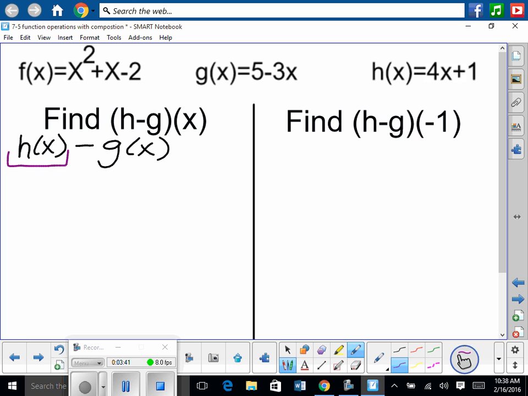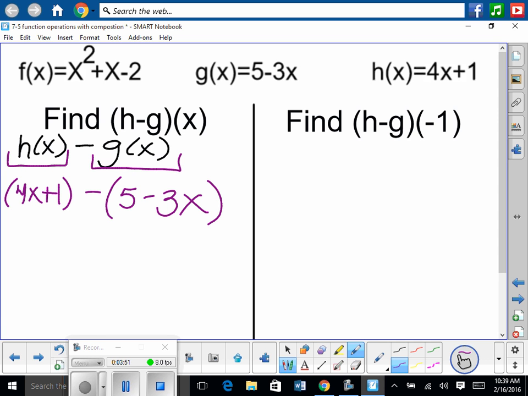h of x, what is it? 4x plus 1. Then we're subtracting g of x, 5 minus 3x. Okay, so carefully looking at this. This is subtraction. Now, we have this negative in front of this whole thing, right? So we need to distribute that negative through to both terms. So really, we have a negative 1 here. What's negative 1 times 5? Negative 5. What's negative 1 times negative 3x? Positive 3x. Okay, so now from there, we can just ignore this because we just distributed our negative through, and just combine like terms. 4x plus 3x.